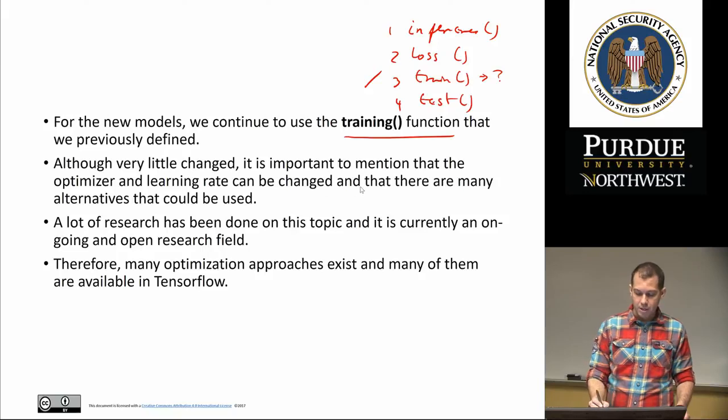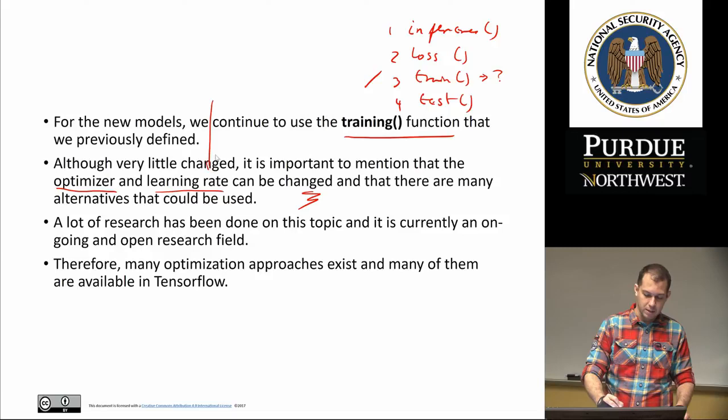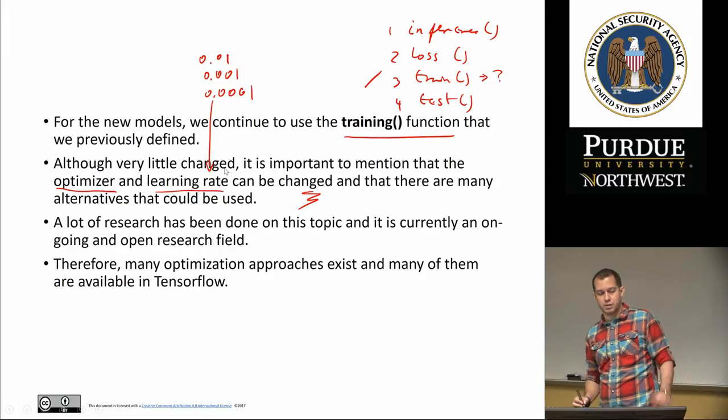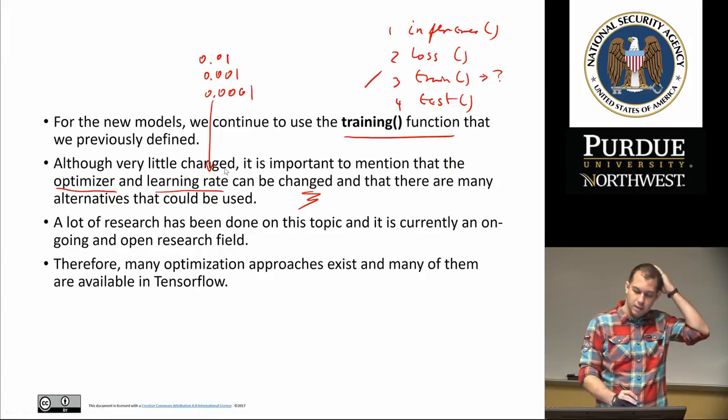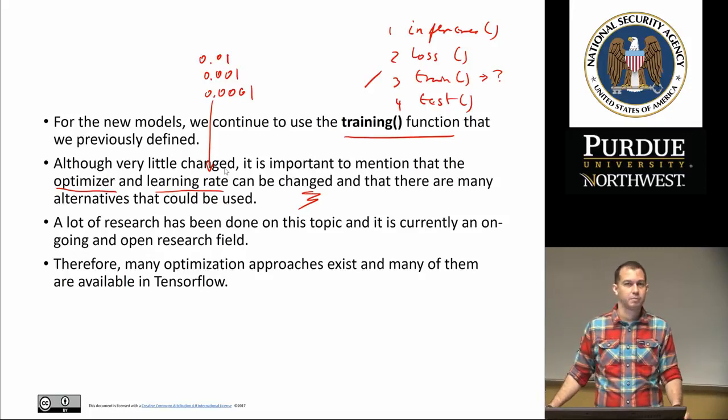Although very little change, it is important to mention that the optimizer and learning rate can be changed. So it is up to you. And in fact, you should play around with the learning rate. Remember that there's several options, functions, but also we set something like this, something like that, right? So those are usual values that you can try out for the learning rate. You could also change the optimizer. There's something called the Adam optimizer. Later on we will see that. It's supposed to be a little bit more efficient.